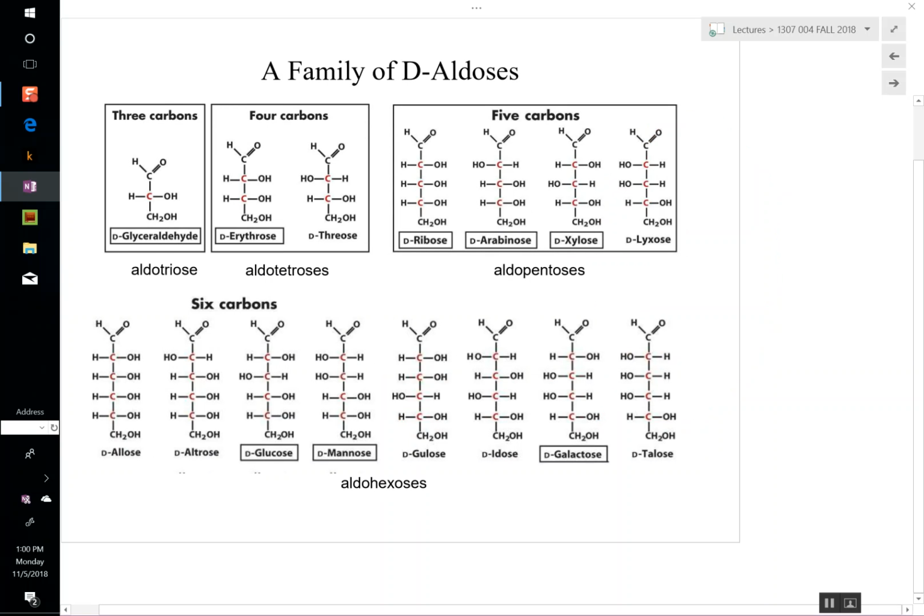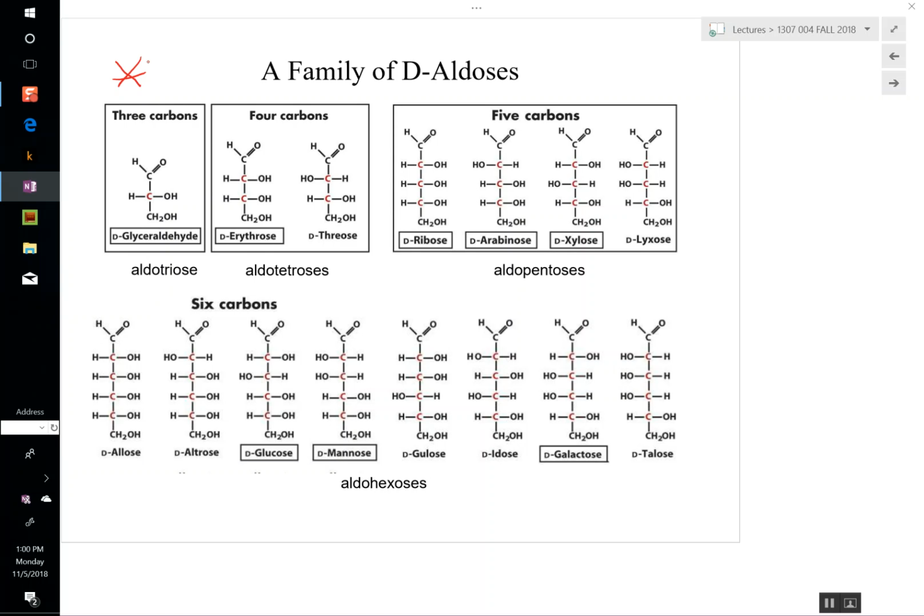Okay, now this is an important slide. Very important slide, because I'm going to show you on this slide the 4 of these that I want you to memorize. I want you to memorize their structures. And a couple of them you can guess. This one, that is our reference molecule for whether something is D or L, D-glyceraldehyde. What do we have on this slide? You can see they're all D.